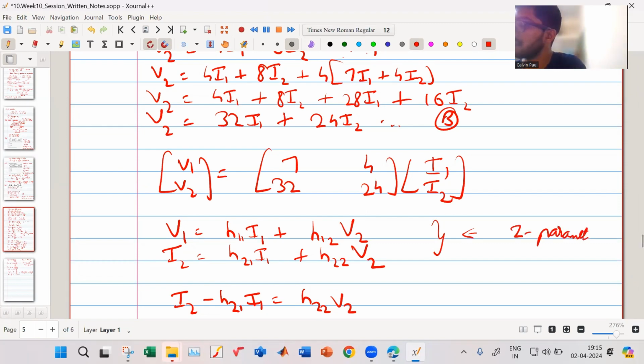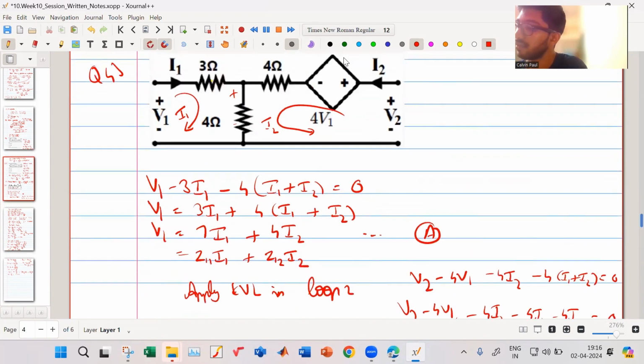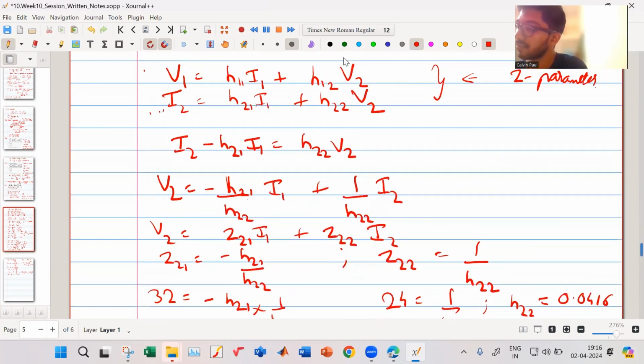Now you must understand, in Z parameters, I1, I2 are your independent variables. V1, V2 are your dependent variables. So you have to modify these equations in such a format. I know I2 is equal to H21 I1 plus H22 V2. So I take this over here and I get I2 minus H21 I1 equal to H22 V2. So I can rewrite it as V2 is equal to minus H21 upon H22 I1 plus 1 upon H22 I2.